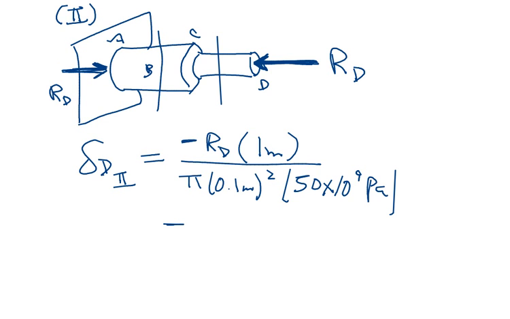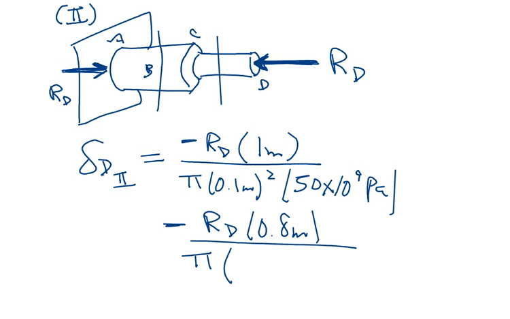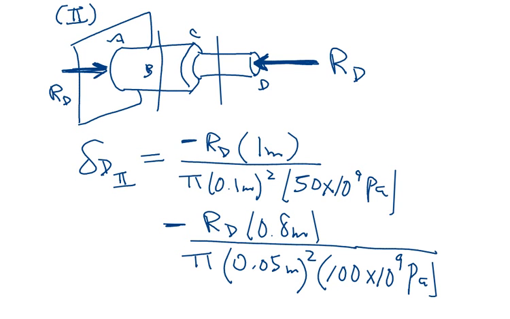Then minus, this is now CD. That was 0.8 meters. Pi times, the diameter was 0.1 meters, so radius is 0.05 meters. And then Young's modulus was 100, I believe, right? 100 GPa. So that's the second part of the superpositioning. This is going to give me delta is equal to some value times RD. RD is an unknown.